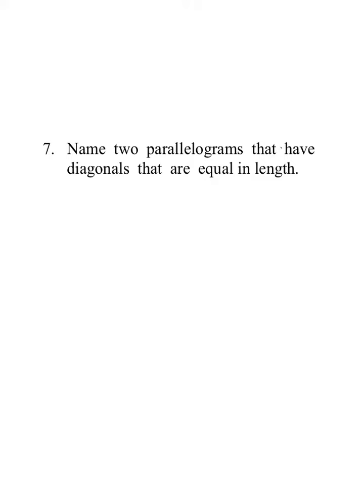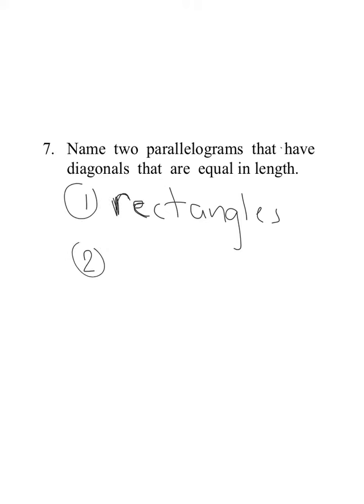And then, with no pause at all, number 7. Name 2 parallelograms that have diagonals that are equal in length. Let's just erase that. Properties of this. Oh, wait, what question? Number 7. Name 2 parallelograms with equal diagonals. Rectangles. Oh wait, squares.